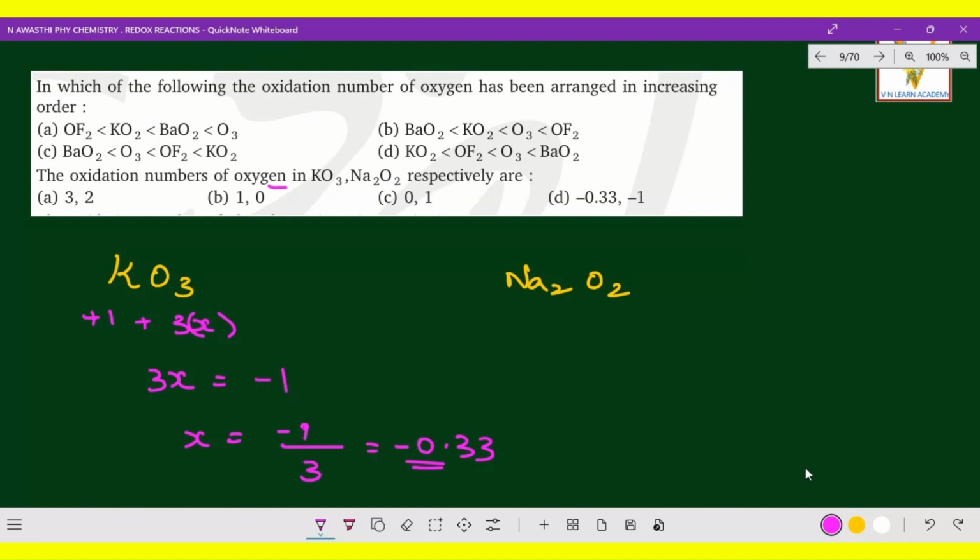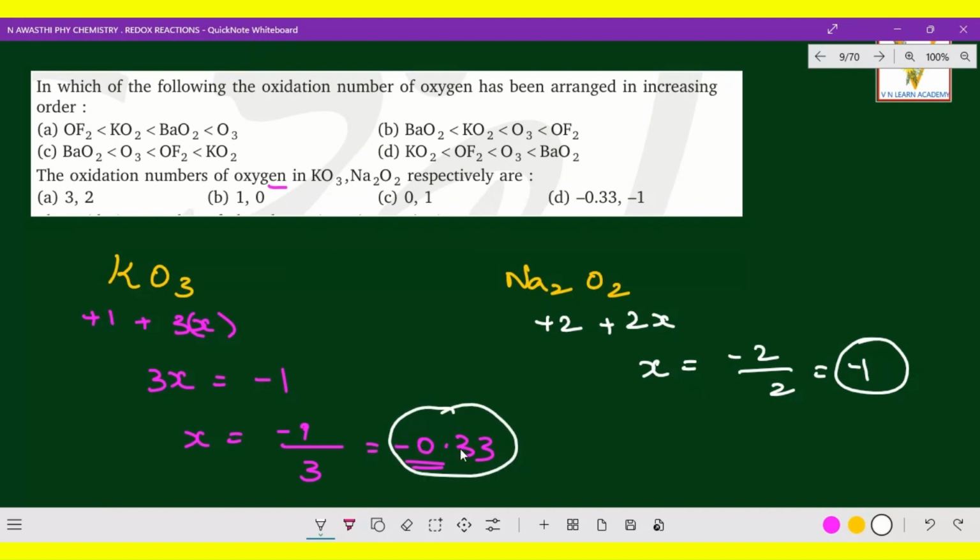Now, the next one, in this point: sodium is plus 1 only. So that means this is plus 2 and this is 2x. So 2 plus 2x equals 0, so x equals minus 2 by 2. So you will get minus 1. So this is minus 1, the oxidation number of oxygen in Na2O2. Now this is minus 0.33 and here minus 1. So which is the correct option? Option D is the correct option: minus 0.33, minus 1. Yes, it is the correct option. Hope you got the clarity. Now this question we already saw in the last question, where we found option B. Come on, let's go to the next question.